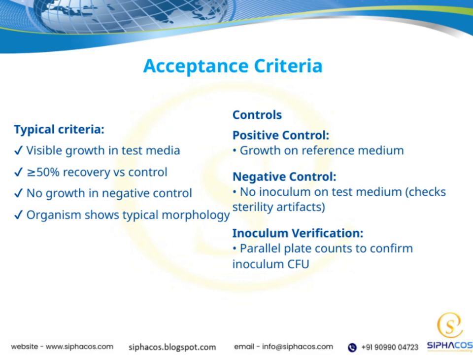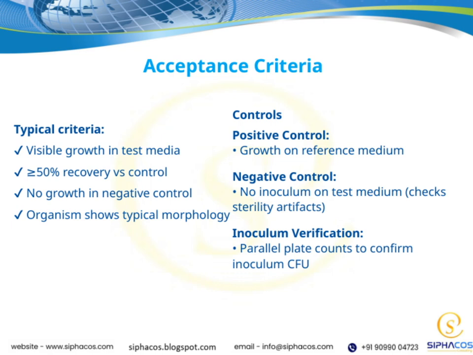To ensure that our inoculum is consistent and accurate, we perform parallel plate counts to verify the CFU, or colony-forming units, of the inoculum. This verification helps us confirm that we're working with the correct microbial load. Now, moving on to acceptance criteria.